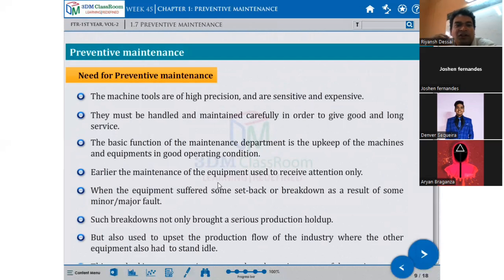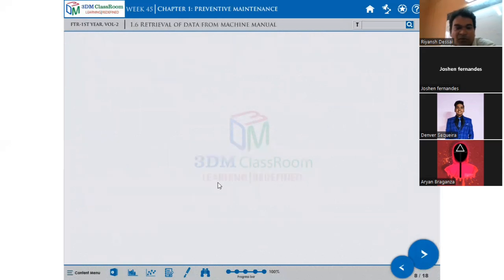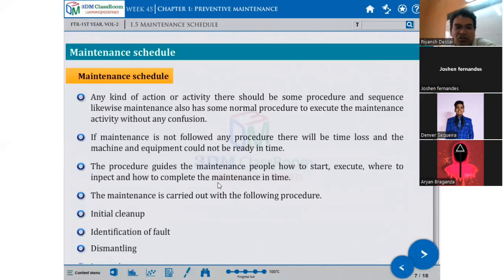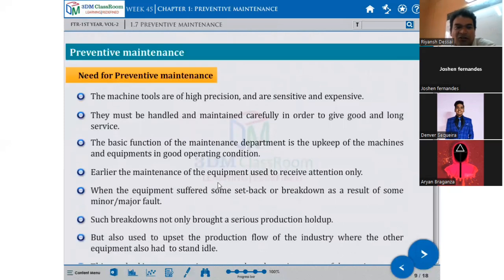Preventive maintenance need. Why do we have to do preventive maintenance? After routine maintenance, the return data of machine maintenance, manual maintenance schedules, the last is why the need of preventive maintenance. This topic is already covered in the beginning.